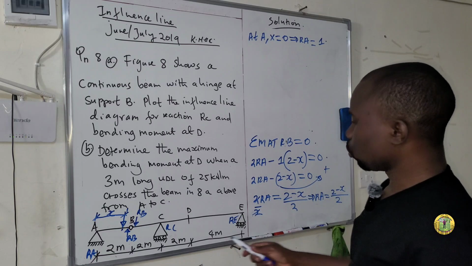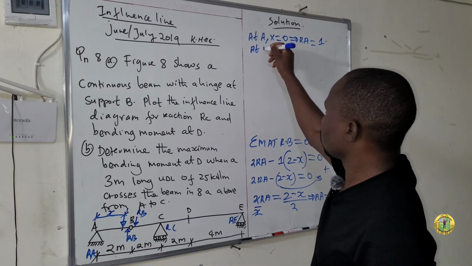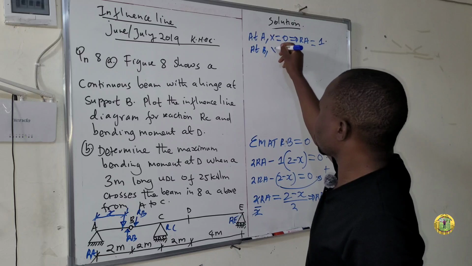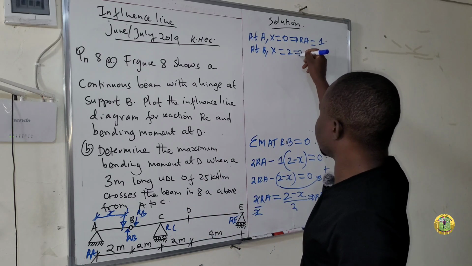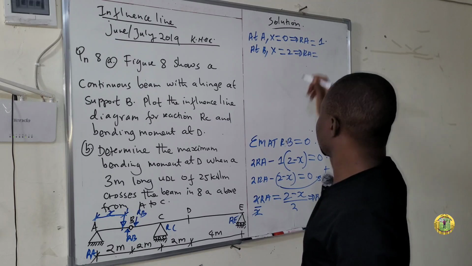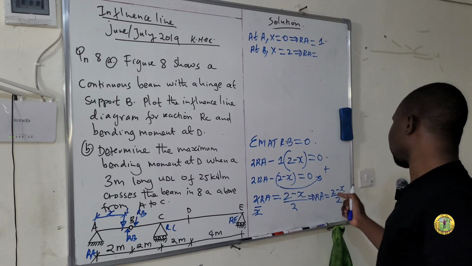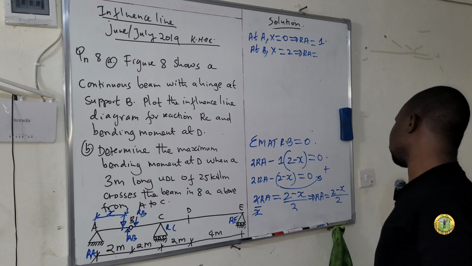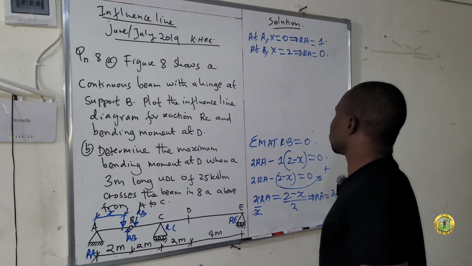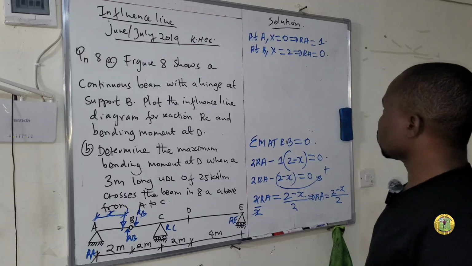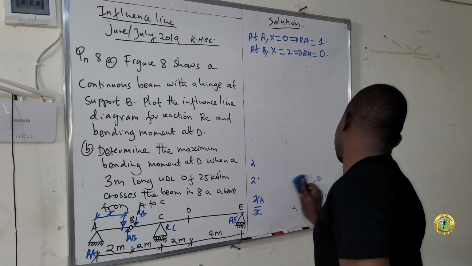Again, you will come to B and say that at B, where x is equal to 2, it implies that RA is equal to, now you take 2 and substitute it where x is. So 2 minus 2 is 0, over 2 is 0. So this one is equal to 0. So we are done with reaction A.